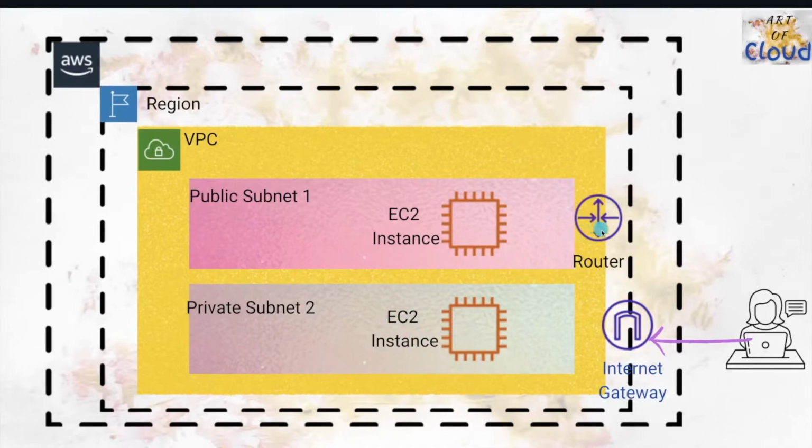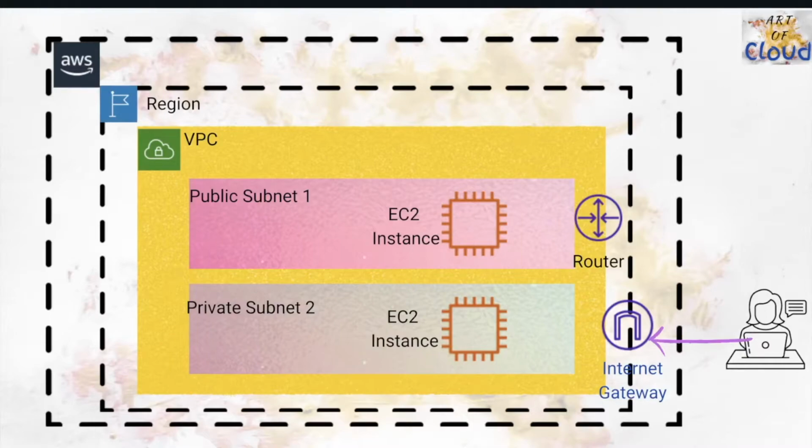Along with the VPC comes a router, which allows communication at a network level within these subnets and within the VPC itself. And as a part of that, we are going to attach an internet gateway to the VPC. Because of the internet gateway, let's say an administrator or a user who wants to connect to either EC2 or software running on that virtual machine would need an internet gateway. Without the internet gateway, this user cannot connect to this public subnet and eventually to this virtual machine.